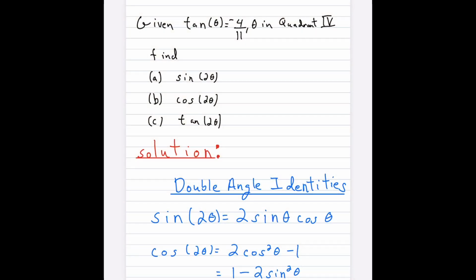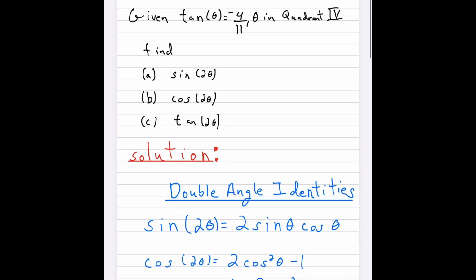All right, hello everyone. So today we have a trigonometry problem. Given tangent of theta equals minus 4/11, theta is in quadrant 4, find the following trig functions. We're looking for A, sine 2 theta, B, cosine 2 theta, and C, tangent 2 theta. And all of these involve double angle identities.